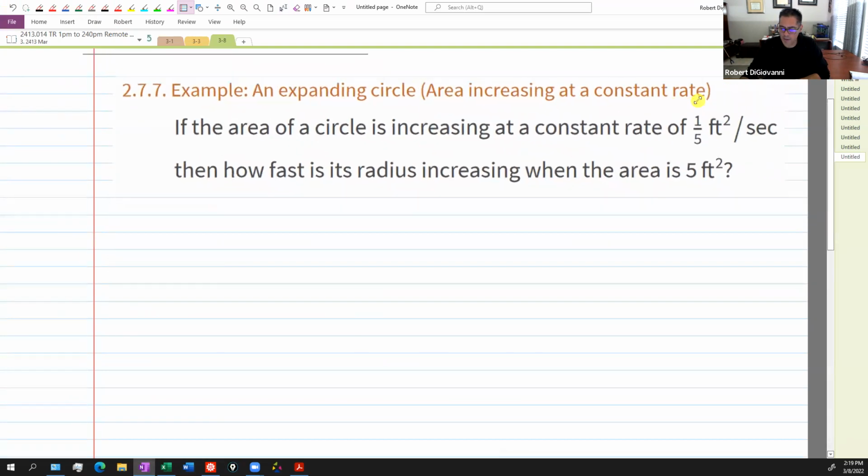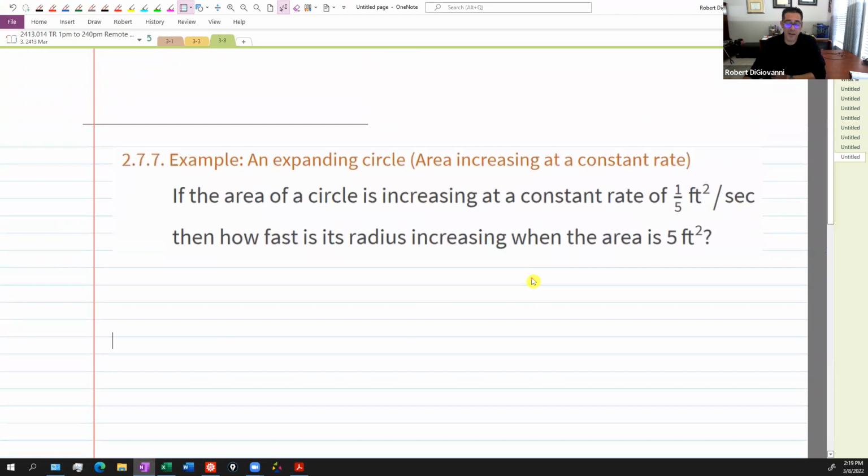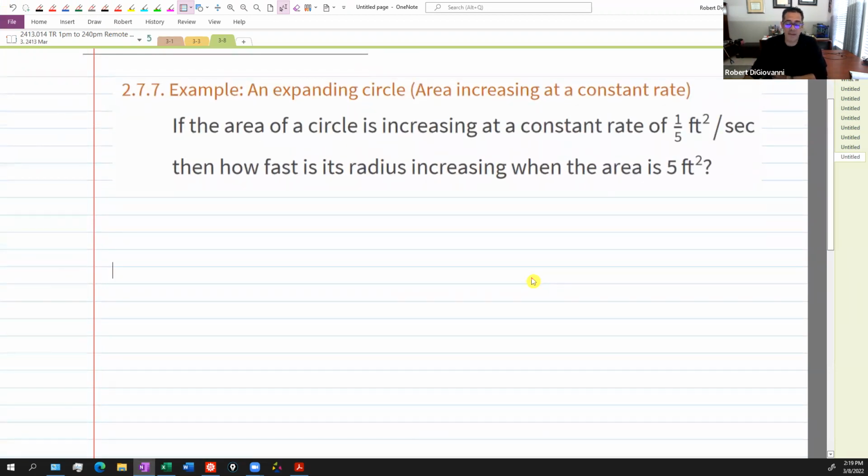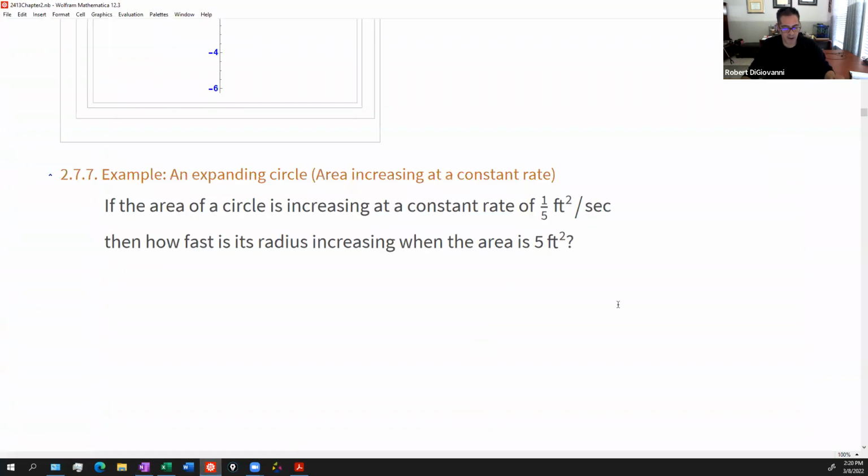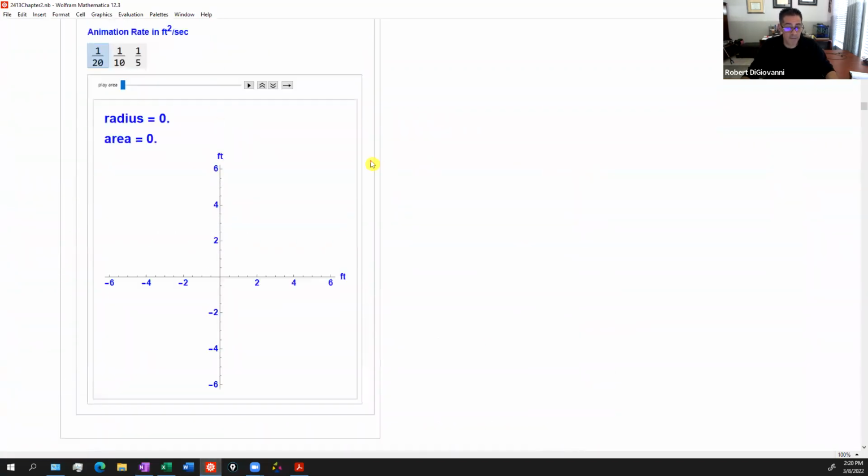So for this one, I say we have an expanding circle, but this time the area is increasing at a constant rate, not the radius, the area. So I'll show you a picture of that, okay? It's different than the one we just looked at. Notice when I play this one, the area is going to increase at a constant rate. The radius is not. So keep an eye on the radius and watch how it does not grow at a constant rate.